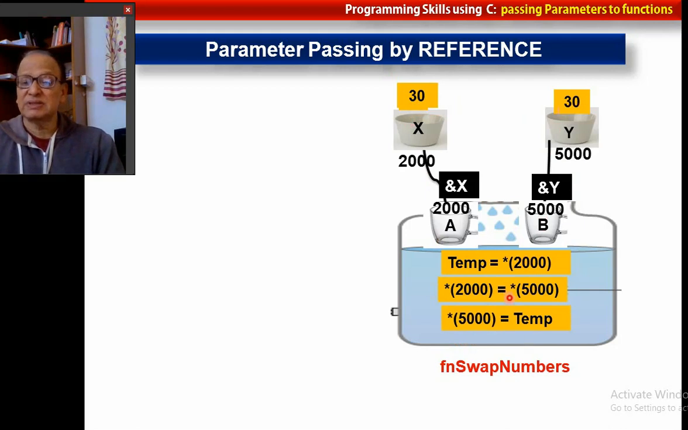Now you copy the value in the temp variable to the value at address 5000. Now temp contains, as you know, 20, and that is copied. As you see now, these two values are exchanged because I passed the references, or I passed the pointers. I passed the addresses of x and y to this function, and it exchanged the values at those particular references or pointers or addresses, and therefore they were exchanged.